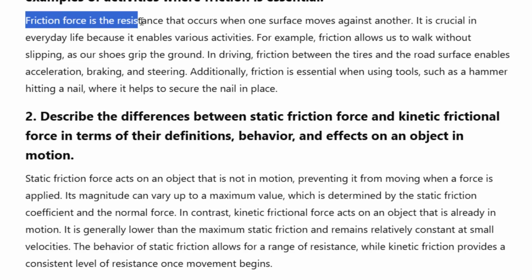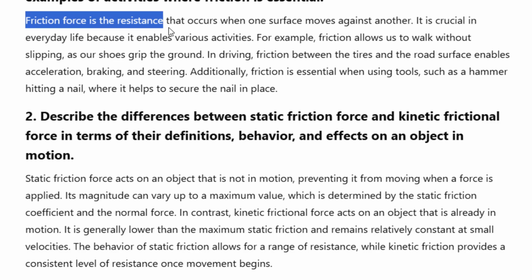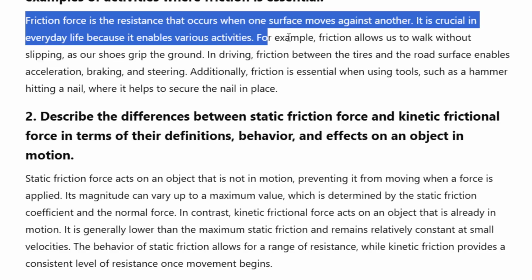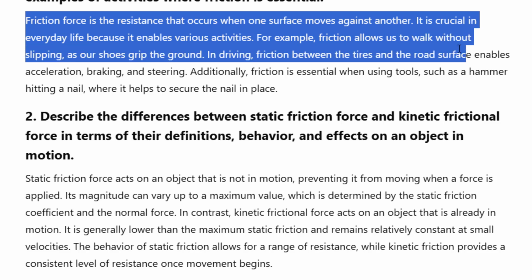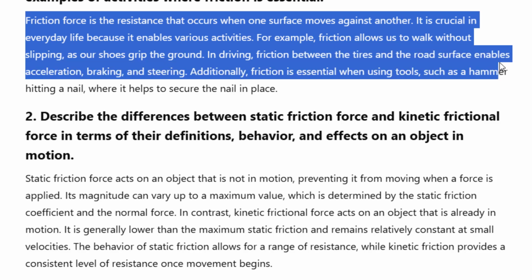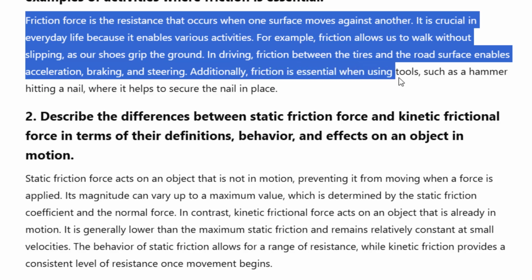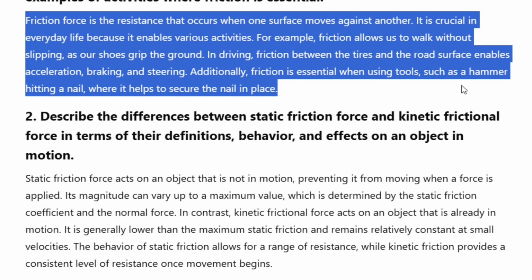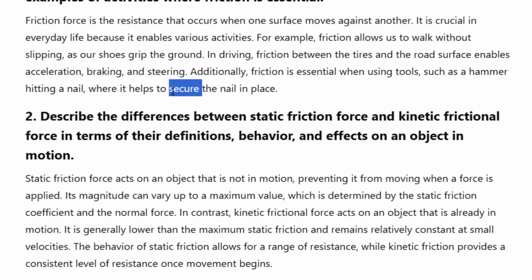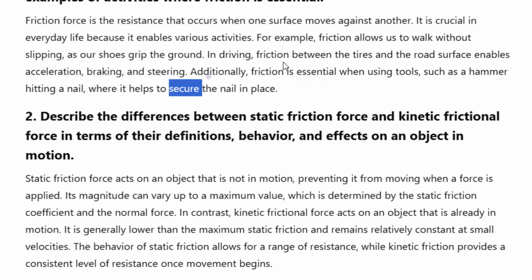Friction force is the resistance that occurs when one surface moves against another. It is crucial in everyday life because it enables various activities. For example, friction allows us to walk without slipping, as our shoes grip the ground. In driving, friction between the tires and the road surface enables acceleration, braking, and steering. Additionally, friction is essential when using tools such as a hammer hitting a nail, where it helps to secure the nail in place.